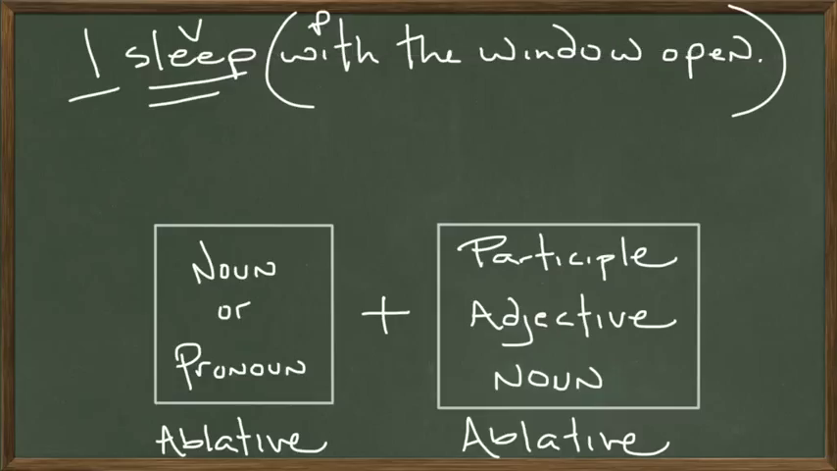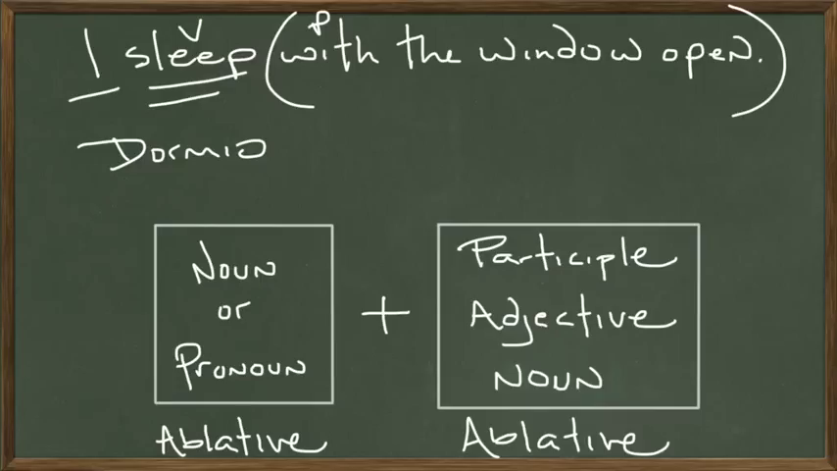With the window open just tells us a little bit about how this person sleeps, but it doesn't really give us any new information about what the person is actually doing. The person is sleeping. So the main sentence is dormio. Let me write that here. Dormio. I sleep. That's where we get the English word dormitory and dorm, etc. With the window open is an ablative absolute.